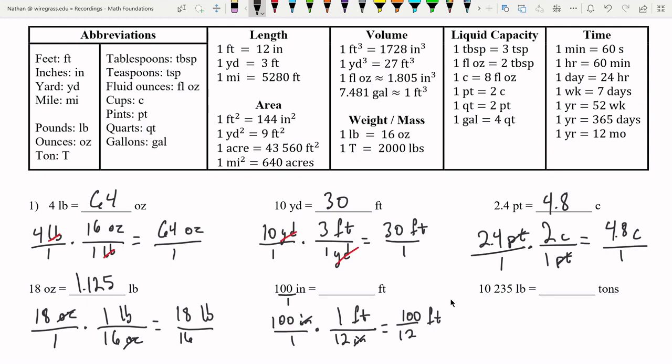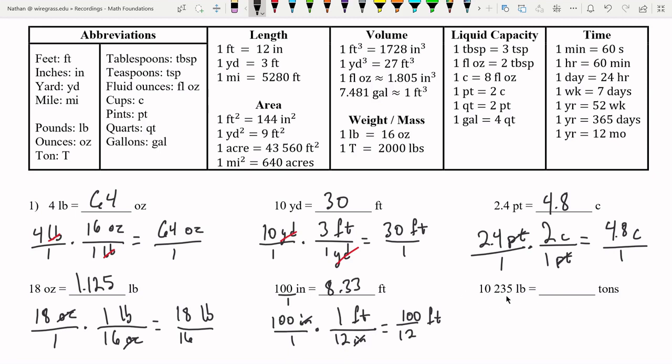100 over 12, you can, of course, divide by 2 there. It's going to give you 50 over 6. Divide by 2 again. That'd be 25 over 3. That's the same thing as 8.3 repeating. So 8.33, and it continues indefinitely, so I'm just going to round to 2 places there.